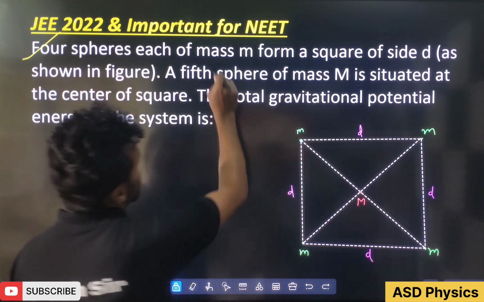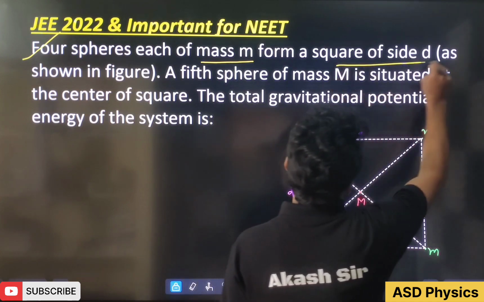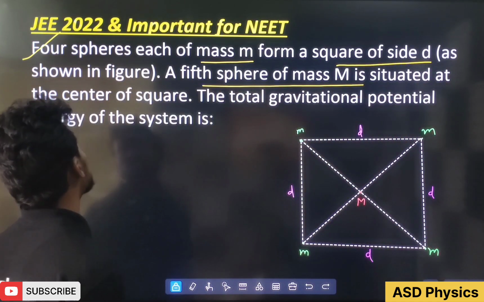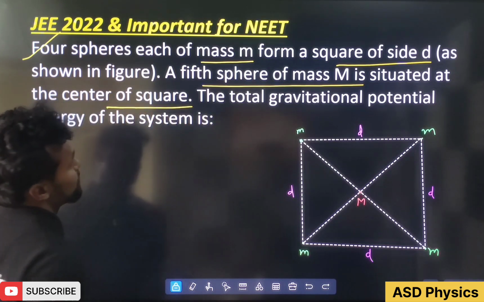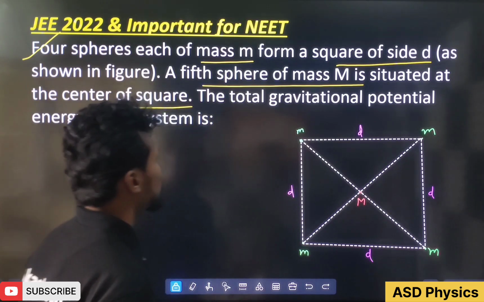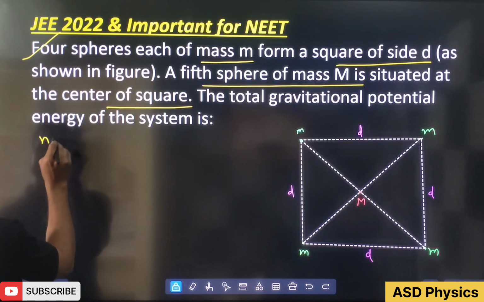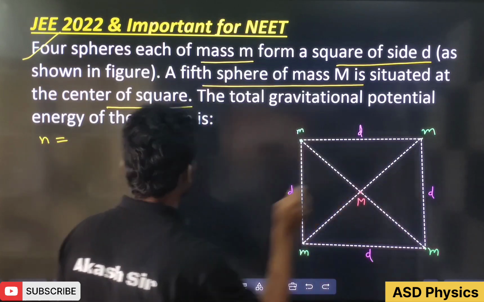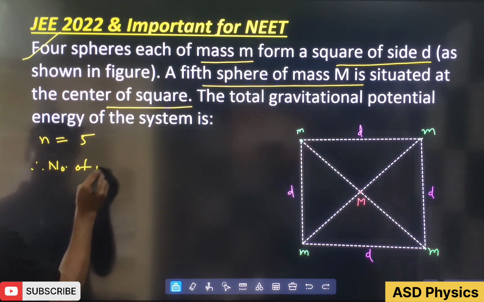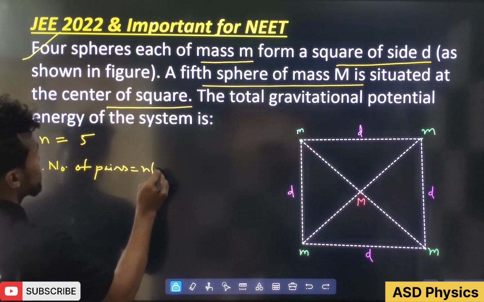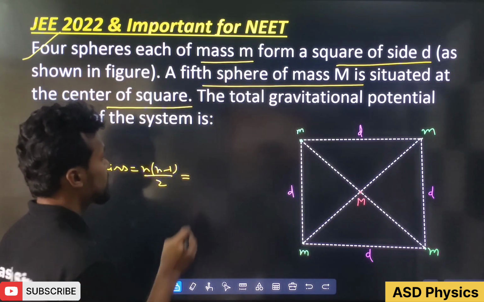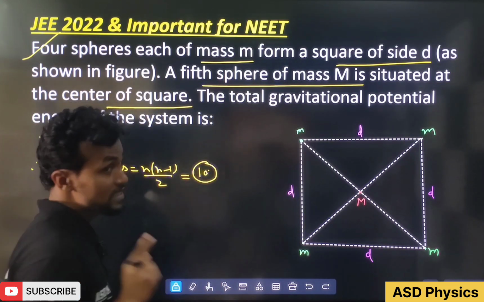4 spheres, each of mass small m, form a square of side d as shown in the figure. A fifth sphere of mass capital M is situated at the center of the square. The total gravitational potential energy of the system, how much? Okay. So here please remember one thing, how many masses are there? 1, 2, 3, 4, 5. So number of masses is 5. So number of pairs will be how much? n(n minus 1) by 2. Put n value 5. So 5 into 4 by 2, 20 by 2. That means 10 terms should be there.